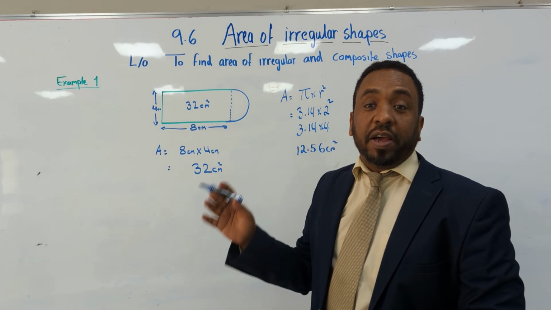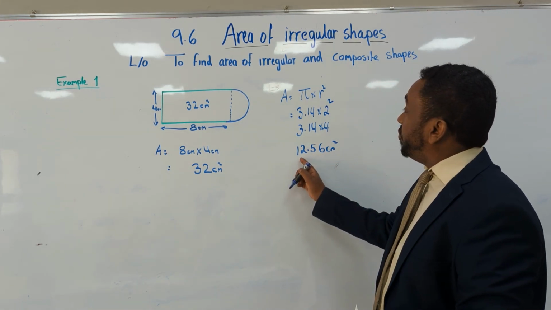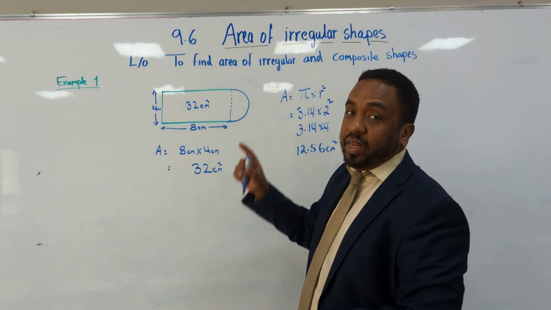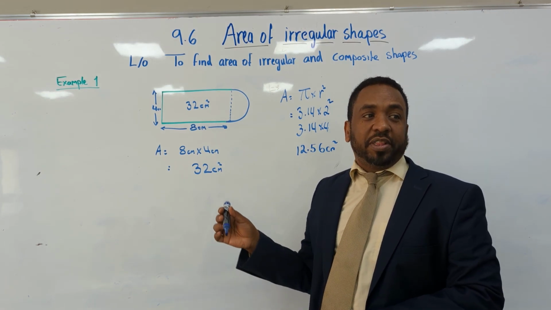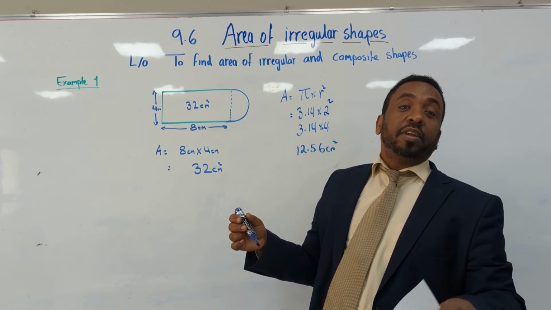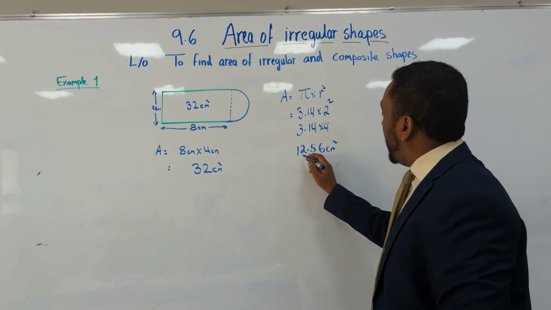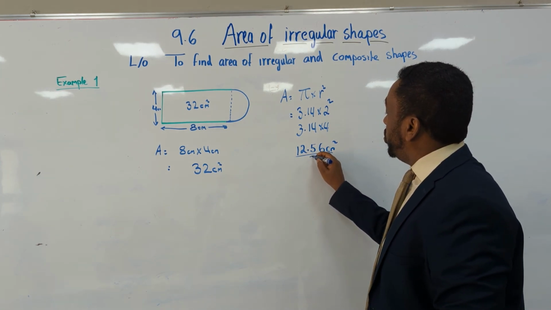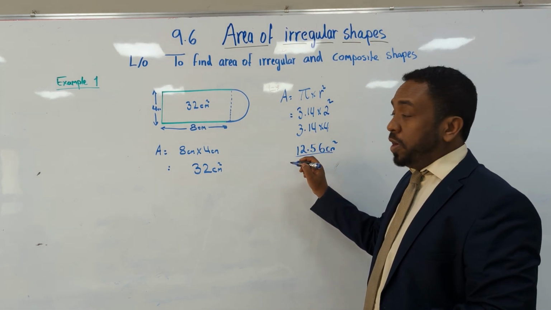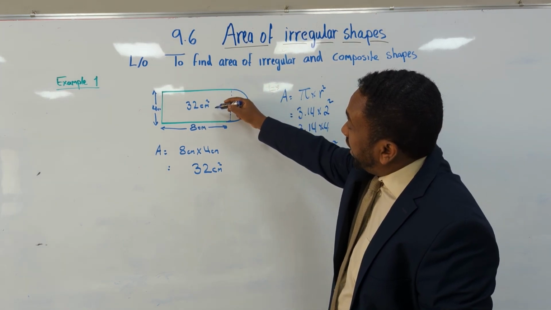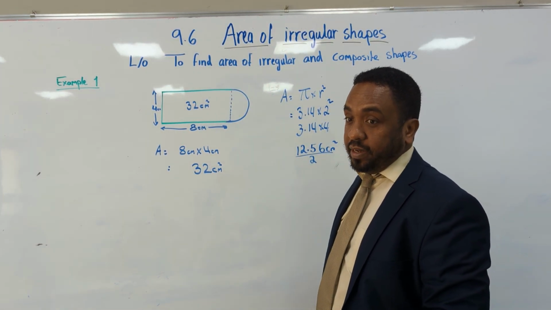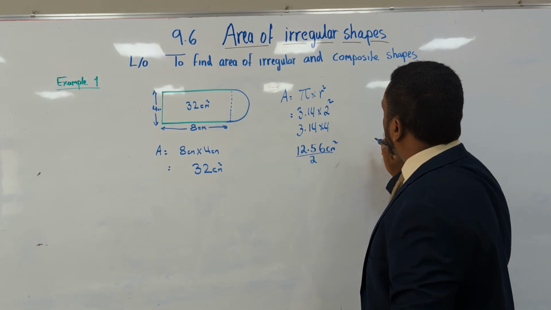That's the area of the circle. But this is the full circle. We're working on the full circle. So how do we get half of it? Yes, we divide by 2. You all know why we have to divide by 2? Because we don't have a full circle here, we have half a circle. So if we divide this by 2, what do we get?